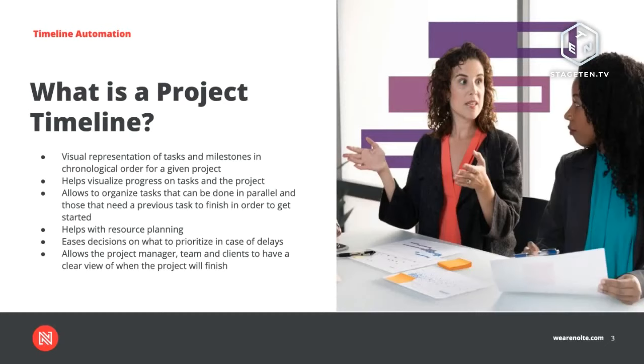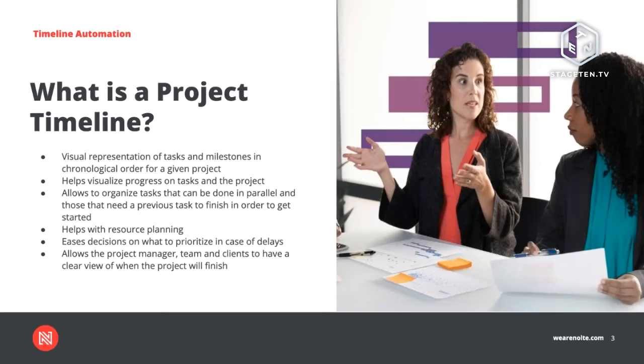So first I'm going to go over what is a project timeline. I'm pretty sure most of you have the basic concept of what a project timeline is, but I'm just going to go over some points. A project timeline is basically a visual representation of tasks and milestones in chronological order for a given project. It helps us visualize progress on tasks and the project, and it also allows us to organize tasks that can be done in parallel and those that need a previous task to finish in order to get started.